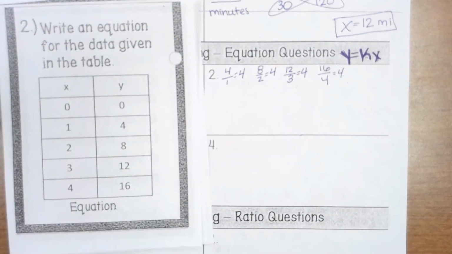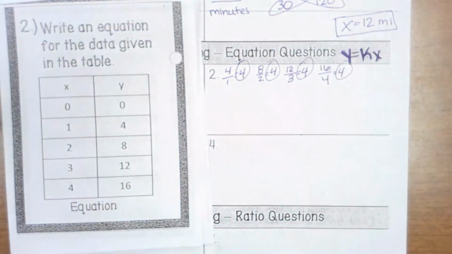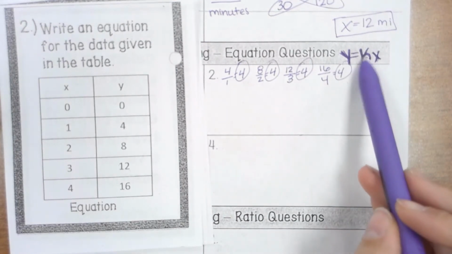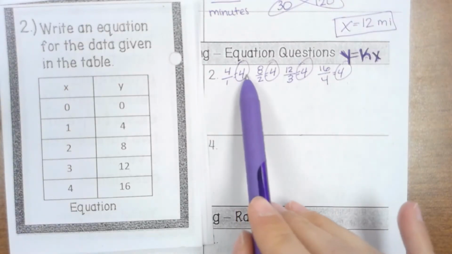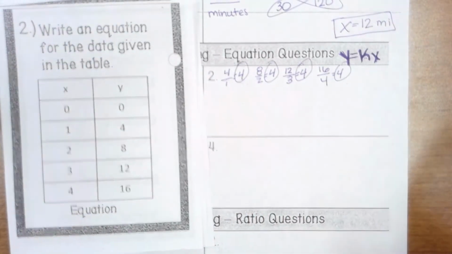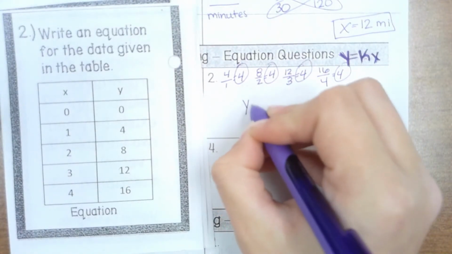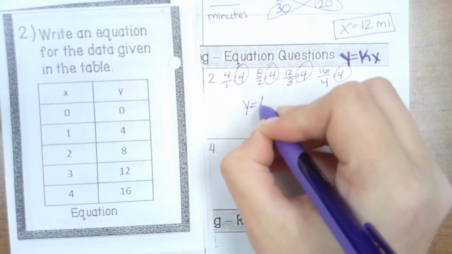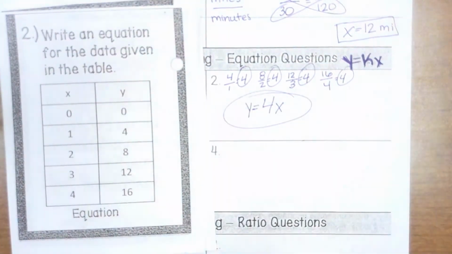So what was our constant of proportionality? 4. Okay. So again, when you have your equation, your constant of proportionality is represented by k. So all that we are going to do is we are going to plug in 4 for k and create our equation. So our equation here is going to be y equals constant of proportionality 4, and then your x. And that's your equation.